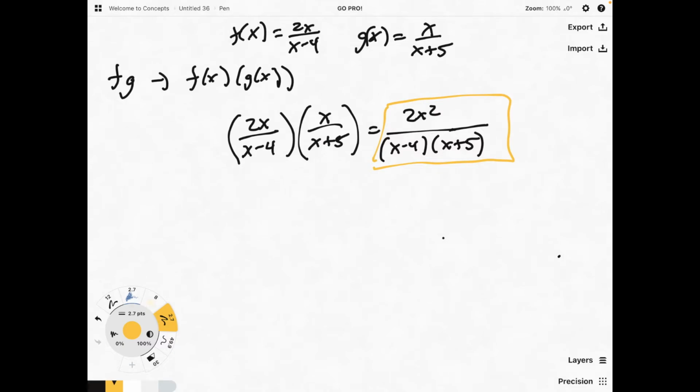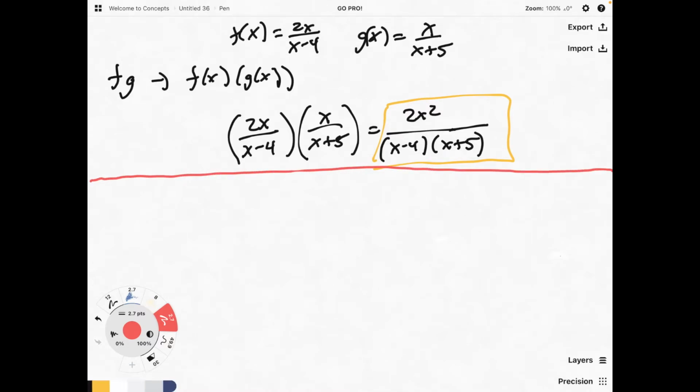Again, if you need a refresher on how to multiply fractions, look in the description for a video on how to do that. All right, because we have some room here, we are going to continue with our next example. I will just draw a line so we don't get confused. And then what we're going to look at is the quotient.